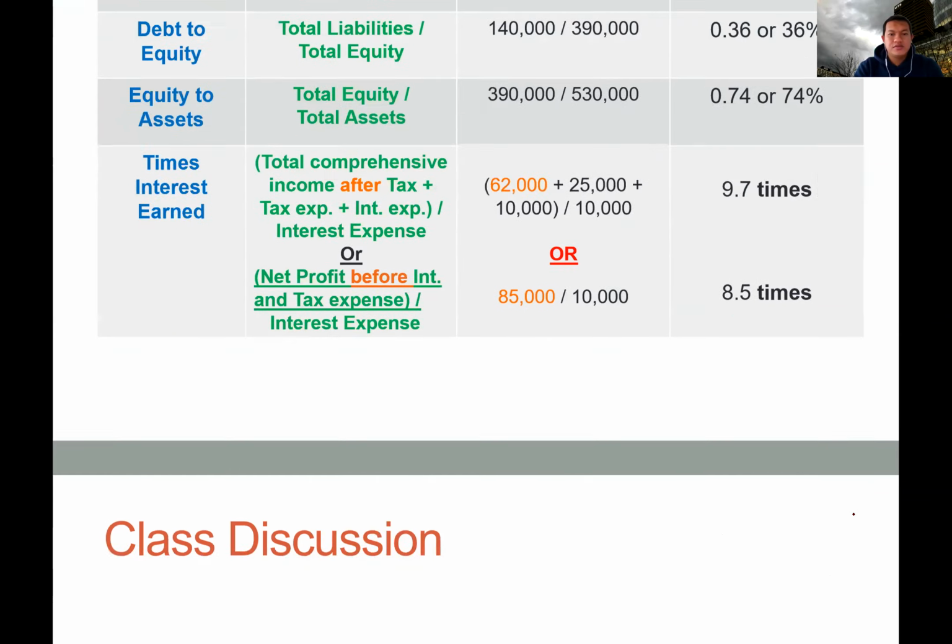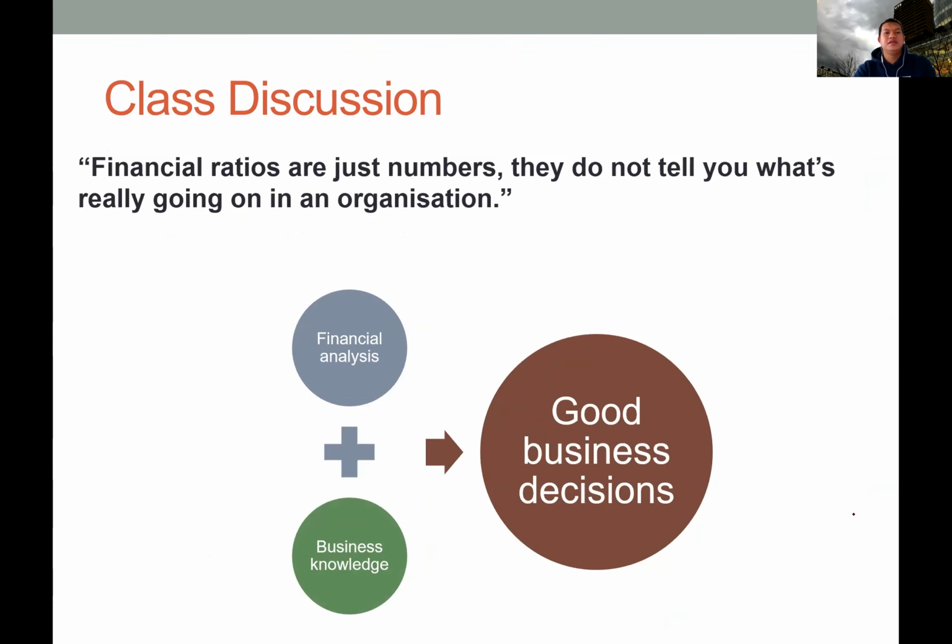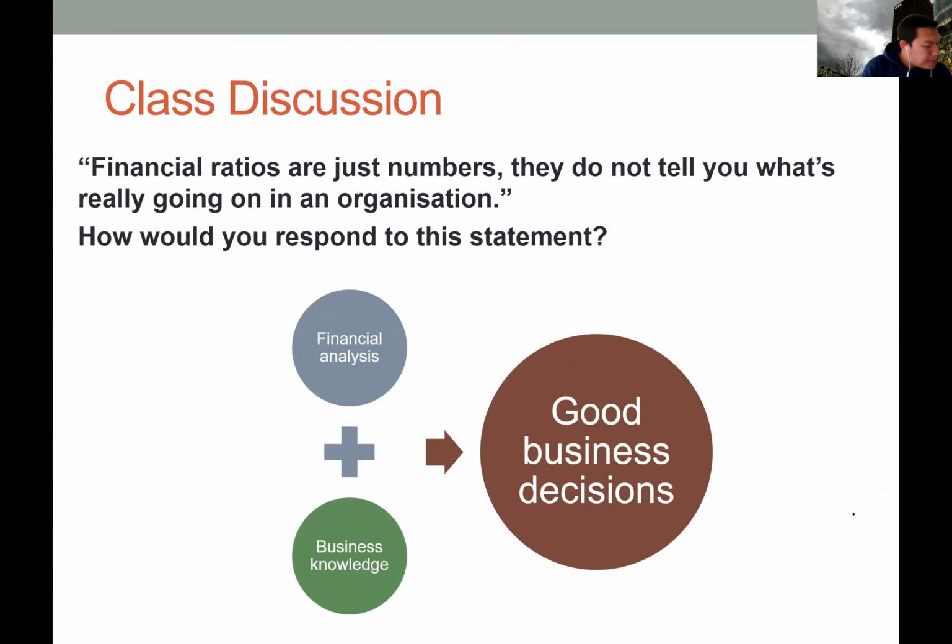Okay, the next one, the last one, I think, is the class discussion questions. The question is, financial ratios are just numbers. They do not tell you what's really going on in the organization. Do you agree with this? Do you agree with the statement that financial ratio is just numbers?